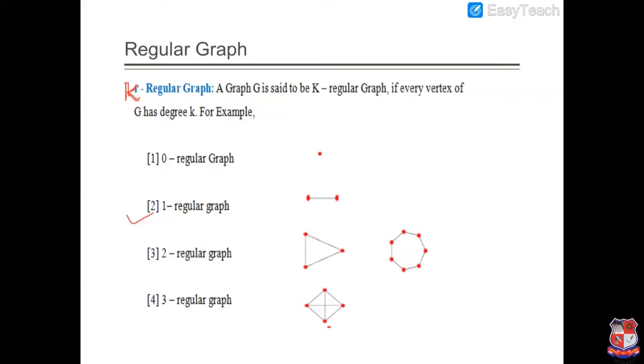In this two regular graph, each and every vertex has degree 2, because there are two edges incident to each and every vertex. Therefore, it is called a 2 regular graph. And in a 3 regular graph, each and every vertex has degree 3. That means each and every vertex is connected with 3 edges. Therefore, it is called a 3 regular graph.